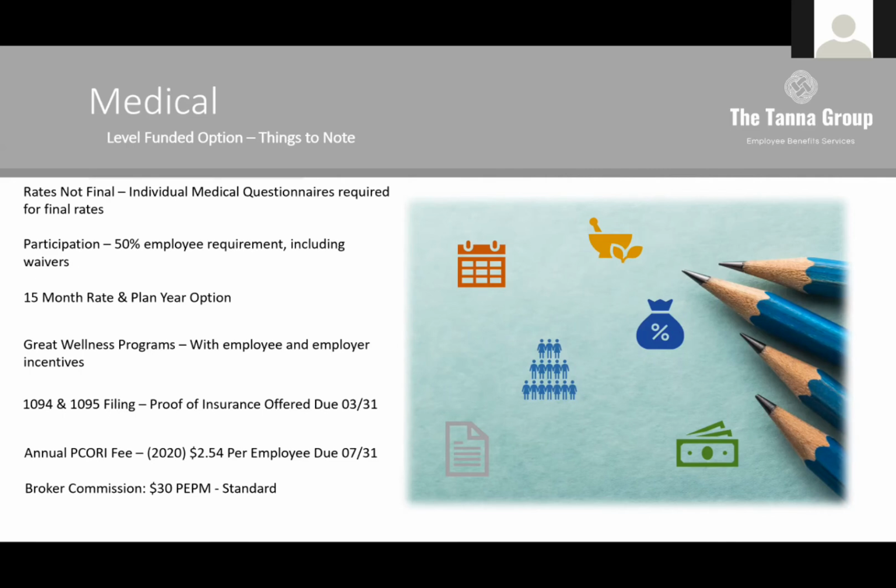And then finally, because the TANA group believes in commission transparency, I want to disclose that these level funded options have a broker commission of a negotiable $30 per employee per month. Notice I said negotiable. So if you are working with another agent, it's important that you ask them to disclose commission rates and make sure that you're not getting taken advantage of there.